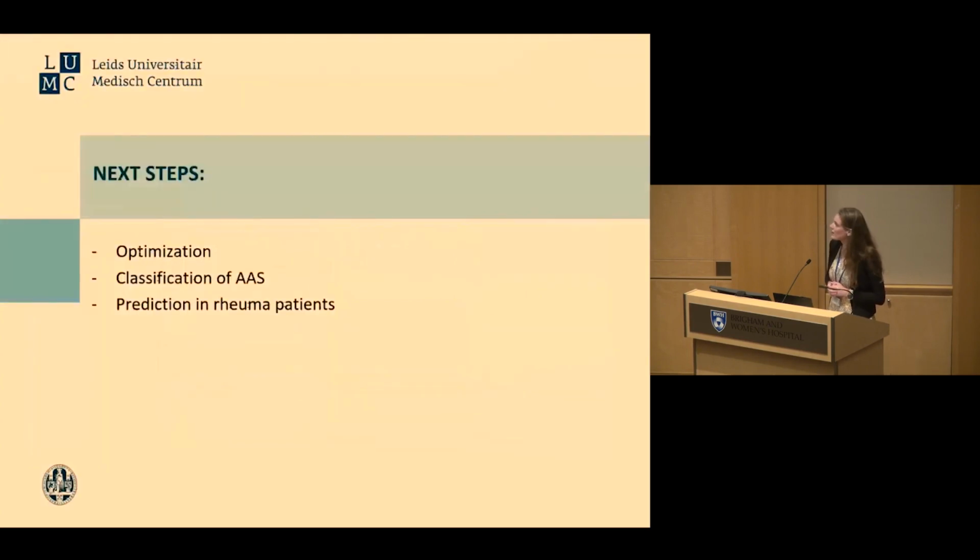So this model is obviously not optimal yet, and we want to continue optimizing this. And also make it so that it can classify atlantoaxial subluxation for us. So this would lead to a lot less time consuming going through the radiology and then making more steps in treating rheuma patients. Thank you.